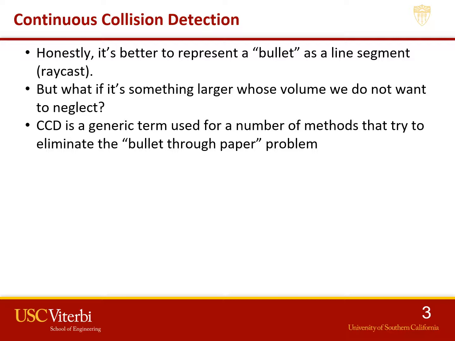But sometimes there's larger things that you don't want to model as this infinitesimally skinny, thin little line segment. Maybe it's a stone or a baseball. You throw a baseball at a wall, and the baseball is big enough that you don't want to consider it just as a point, and you don't want to approximate its motion as a single line segment. So what we'll do is what we call continuous collision detection, or CCD for short. And there's a number of approaches to that.